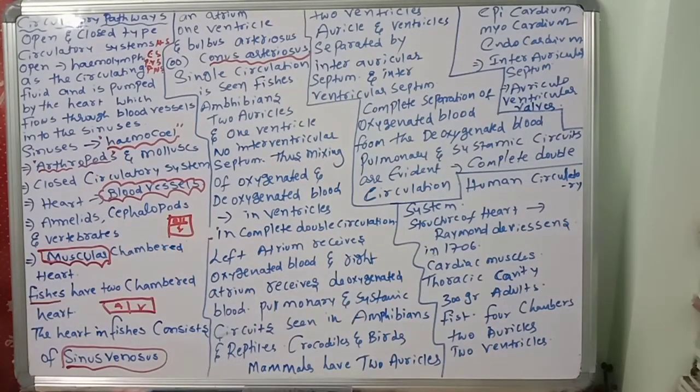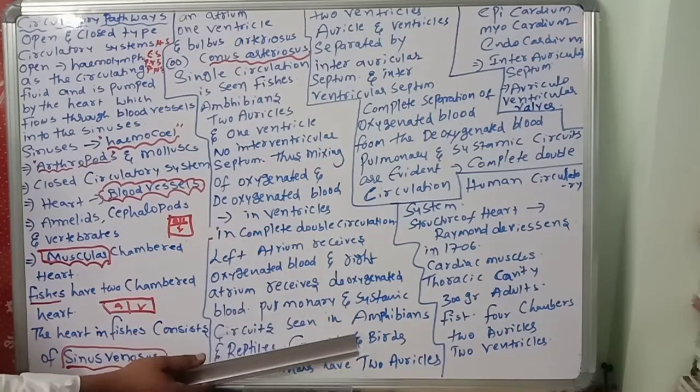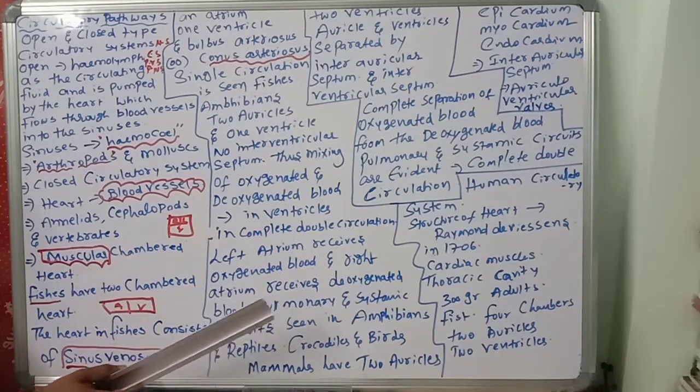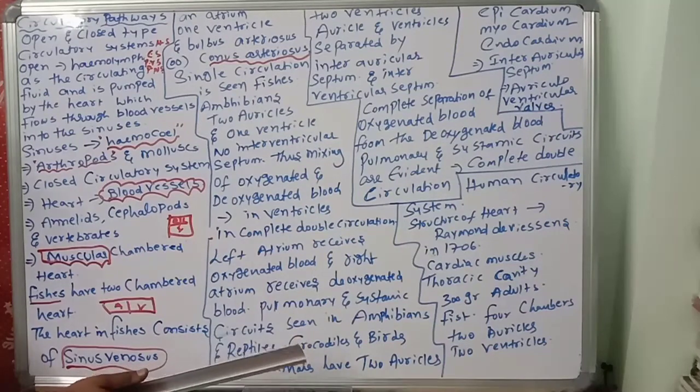On the right side, the deoxygenated blood circuit is called the pulmonary circuit. And another circuit, on the left side, carrying oxygenated blood, is called the systemic circuit. Pulmonary and systemic circuits are seen in amphibians, reptiles, crocodiles and birds.